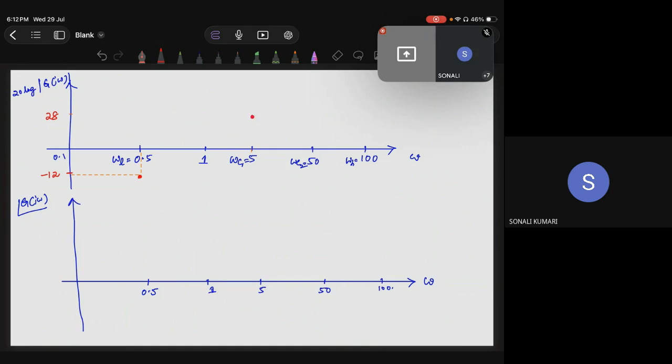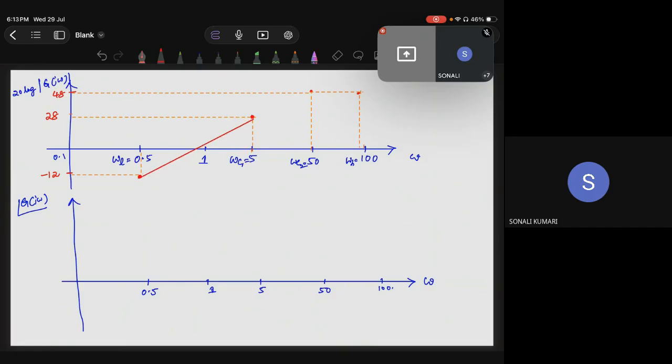Okay. Next, at omega C2, what is the value? 48. Okay. This is the value. Then at 100, what is the value? Again, that is 48. Correct. So let me connect these points. So I'll draw it like this. Correct. So we connect them in this way.